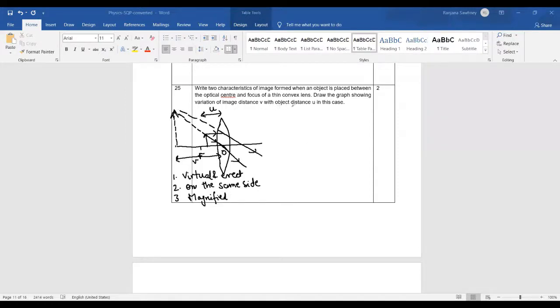Draw the graph showing the variation of image distance V with the object distance U in this case. Using the lens formula, 1 by F is equal to 1 upon V minus 1 by U. In this case, V and U both are negative according to the sign convention. So 1 upon V is equal to 1 upon U minus 1 by F. Here U is negative, so the graph between V and U is as shown, whereas the graph between 1 by U and 1 by V will be a straight line.